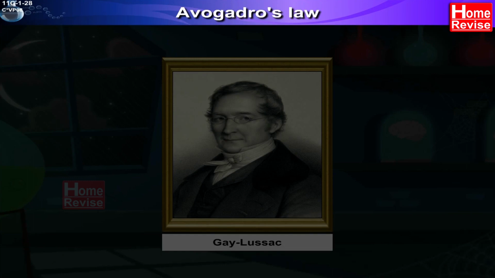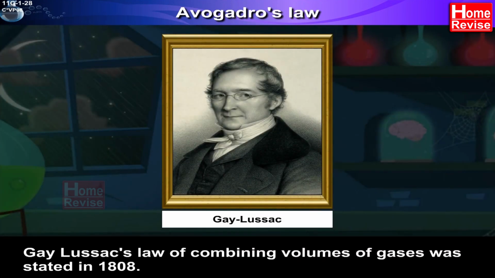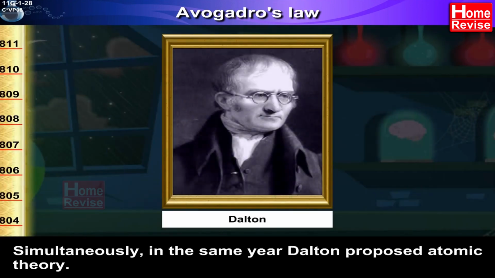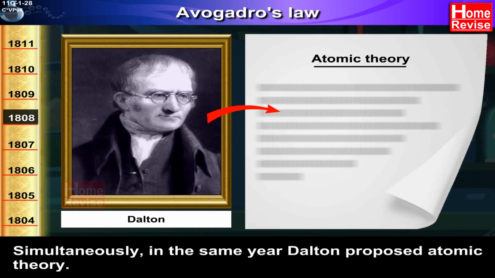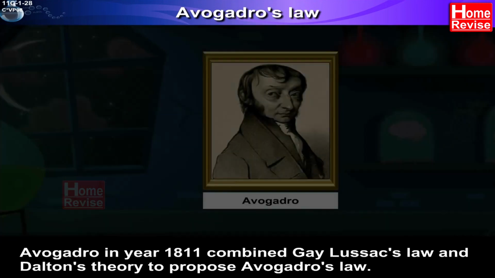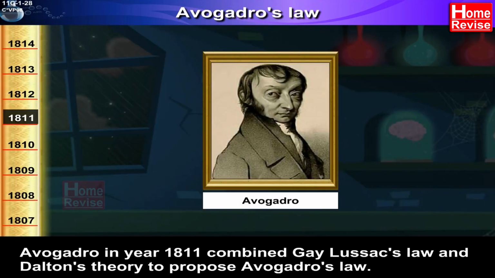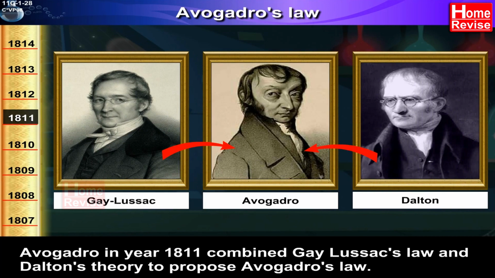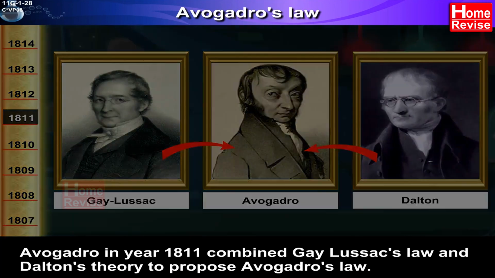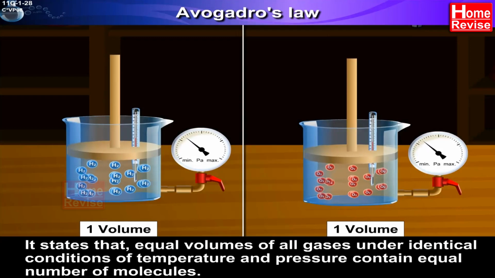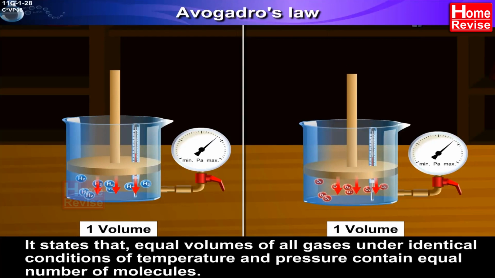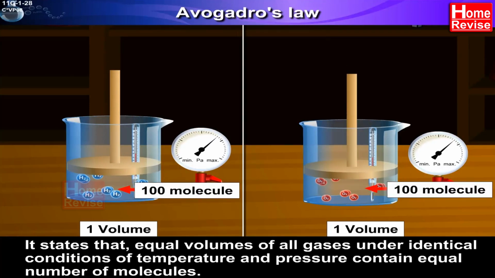Avogadro's law. Gay-Lussac's law of combining volumes of gases was stated in 1808. Simultaneously, in the same year, Dalton proposed atomic theory. Avogadro, in year 1811, combined Gay-Lussac's law and Dalton's theory to propose Avogadro's law. It states that equal volumes of all gases, under identical conditions of temperature and pressure, contain equal number of molecules.